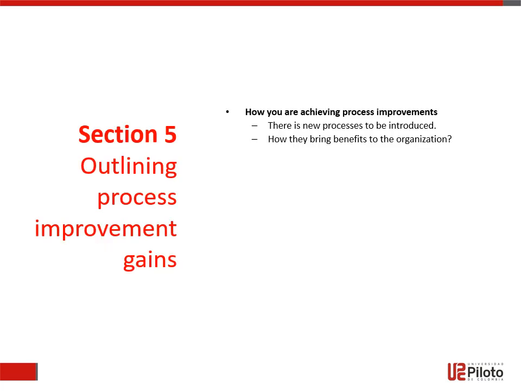The next step is to outline or describe what the process improvement gains are. In this case, this is also an optional point, and it depends on the type of solution you are proposing. In some cases, the solution that you propose for the problem in the organization might imply changes in some processes or activities within the structure, or within the business, or within the organization. So in this step, if there are processes impacted by the solution, you need to describe what processes are going to be introduced.